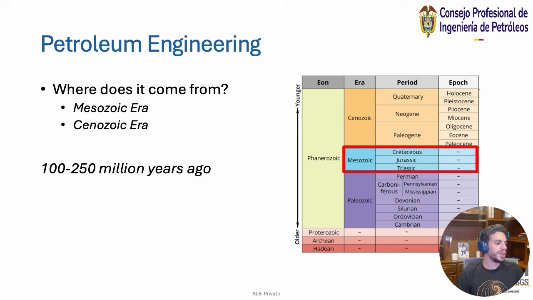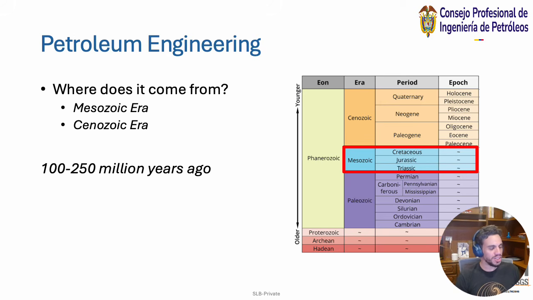So, where does petroleum come from? When we say petroleum, we're kind of talking about all the different hydrocarbons, and we'll define that. But essentially, they come from mainly the Mesozoic era. I have both the Cenozoic era and the Mesozoic era due to the fact that there are some fossils that date back to the Paleogene time and the Neogene time.